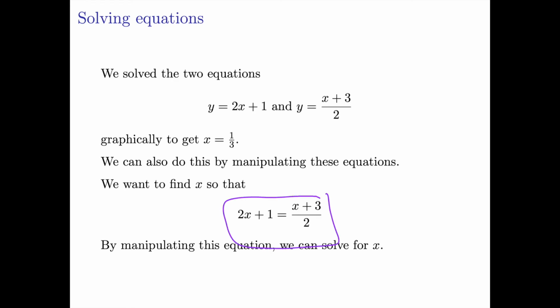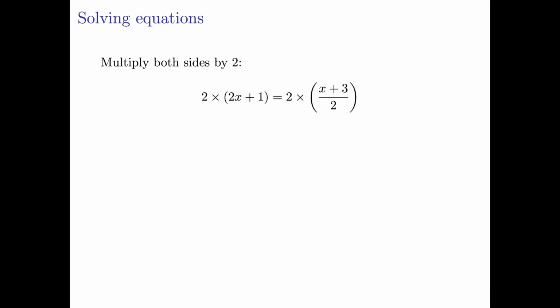And the first thing we'll do is multiply both sides by 2. So we've got 2 times (2x plus 1), which is what we had on the left side, and 2 times (x plus 3) over 2. We notice that the 2 and the 2 are going to cancel. So we've got 2 in the numerator and 2 in the denominator. So the right side just becomes x plus 3, and on the left side, we're going to distribute the 2 between the 2x and the 1. So we get 4x plus 2. So 4x plus 2 is equal to x plus 3. That's our new equation. And we're going to continue to manipulate this equation until we solve for x.